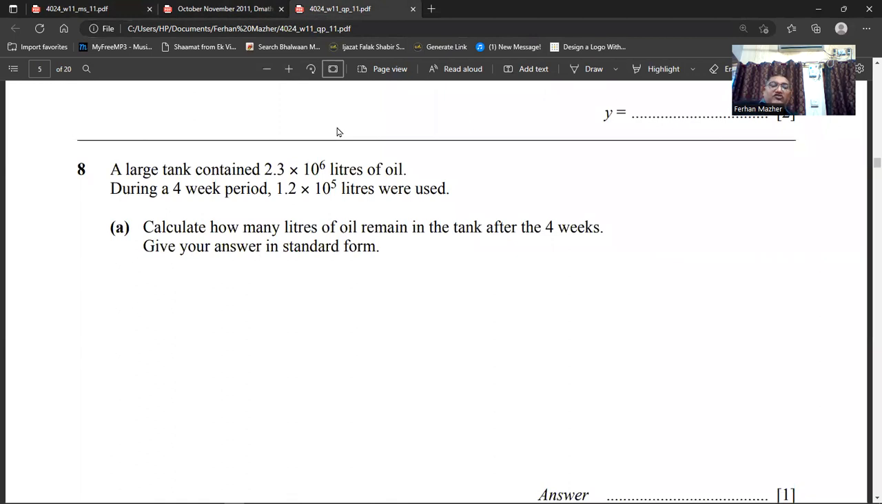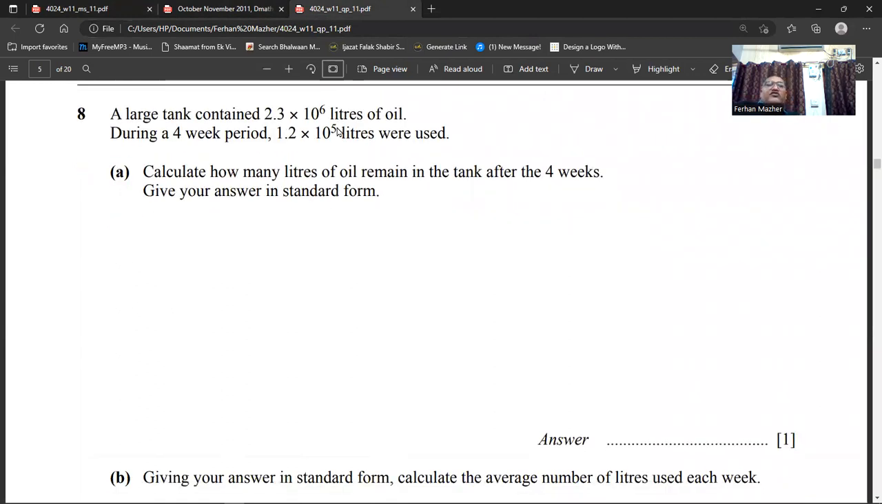So there is a question now, question number 8, a 1-mark part. A large tank contains 2.3 × 10^6 liters of oil. During a 4-week period, 1.2 × 10^5 liters were used. Calculate how many liters of oil remain in the tank after the 4 weeks. Give your answer in the standard form.